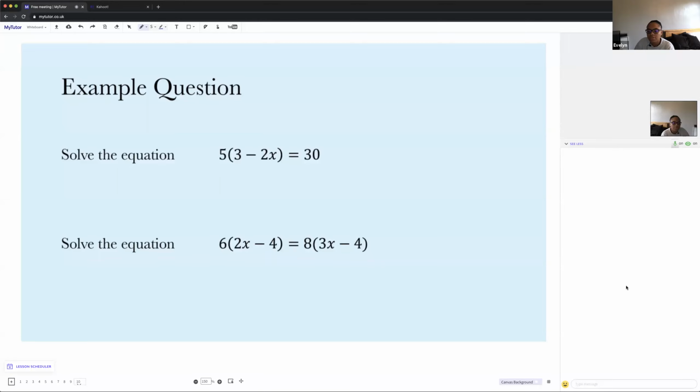Okay, so for simultaneous equations, we're going to move on to that after we finish these example questions. So hopefully your question should be answered for those ones.